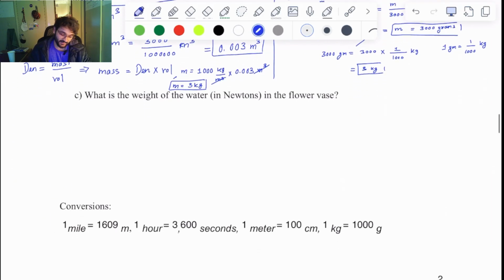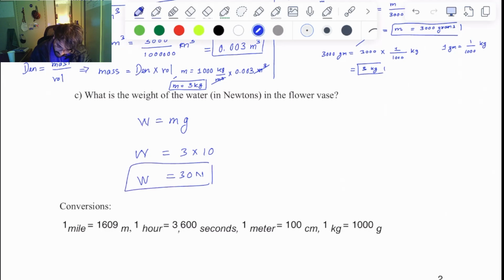And now the easiest sub part of question 5, which is what is the weight in water? Well, the weight in water is pretty easy. It's m times g, right? Remember? So the weight of water in newtons is going to be 3 times 10, and that is 30 newtons. Okay.